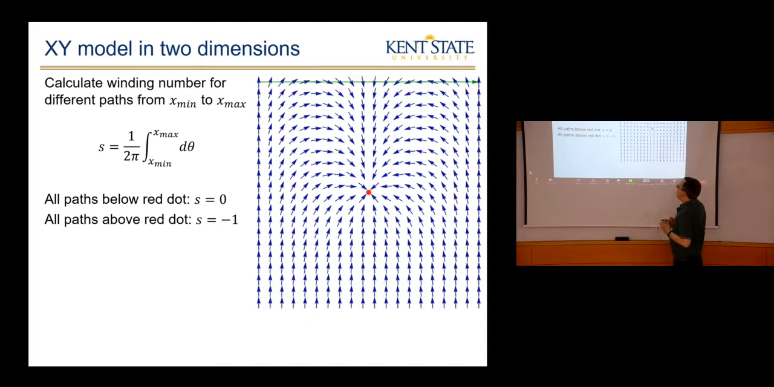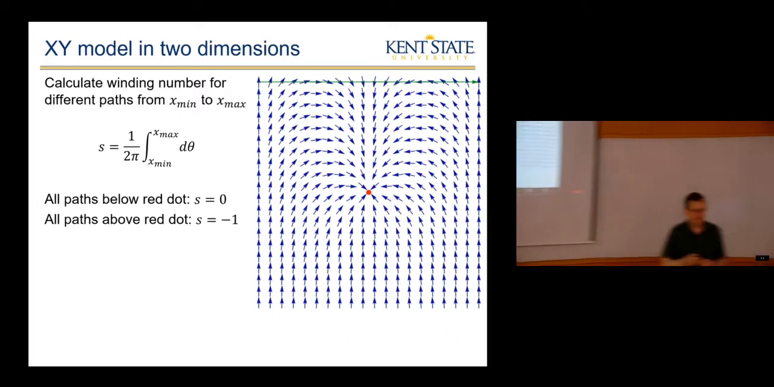And furthermore, the paths don't have to be straight lines, right? I could make a funny kind of path that goes in a curvy way back and forth, right? Or I could make a path that goes around the red dot and comes around there, okay? And the point is that for any path that goes below the red dot, you get zero. For any path that goes above the red dot, you get s equals minus one.